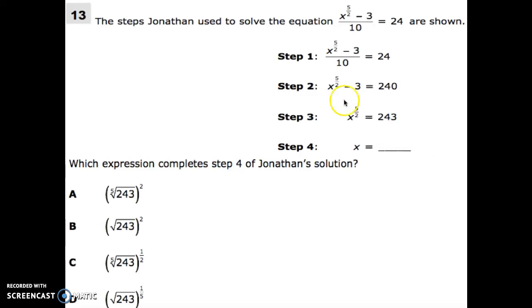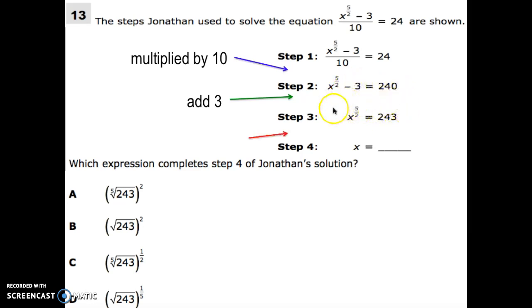In question number 13, we're trying to help Jonathan solve this equation by completing the final step. So let's make sure we understand what happened in each of these first three steps. Between the first and second, they multiplied by 10, so that gets rid of the 10, and that's how 24 becomes 240. Then they got rid of the minus 3 by doing the opposite, which is adding 3 to both sides. That's how they get 243 here, and the 3 cancels.